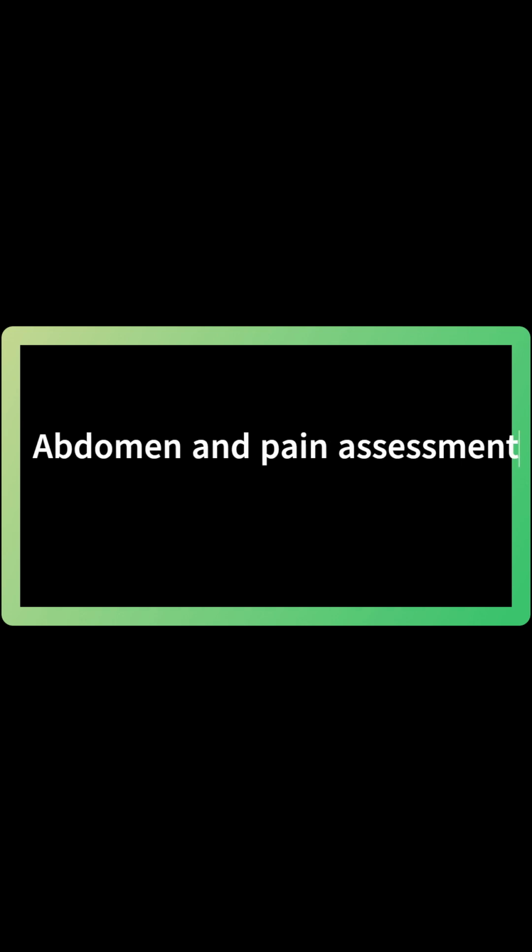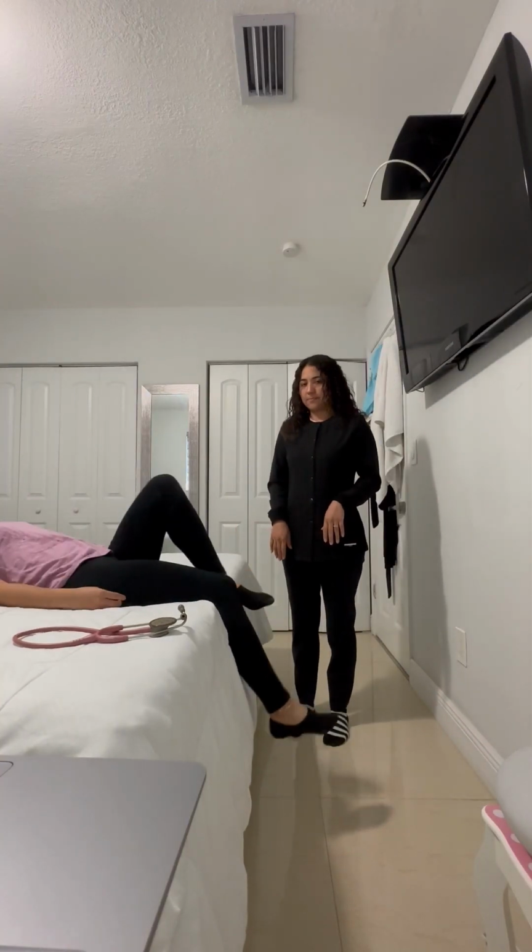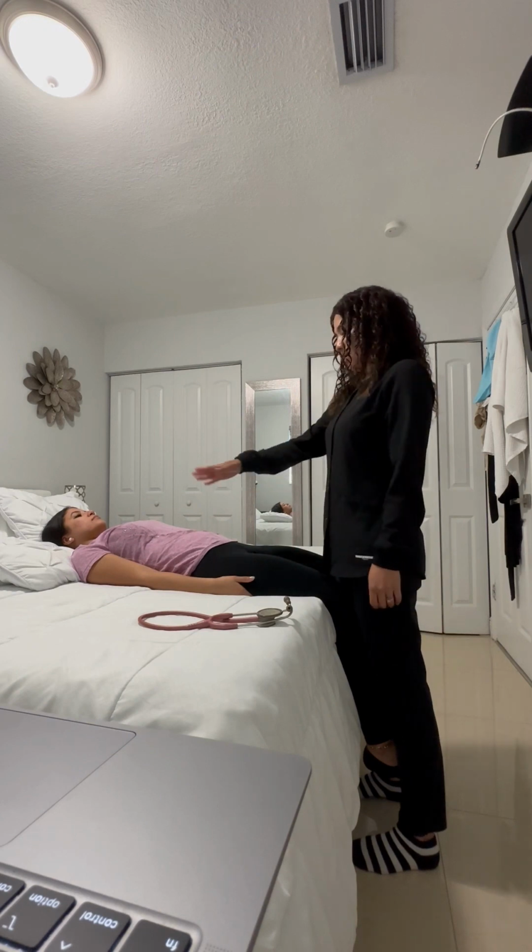In this video, we are going to be doing the abdomen assessment and also pain assessment. In this assessment, I asked my patient to take off their shirt, but for privacy purposes, my patient is wearing a shirt. So the first thing that we like to do is ask the patient to lie on their back so that we could go ahead and do an inspection.